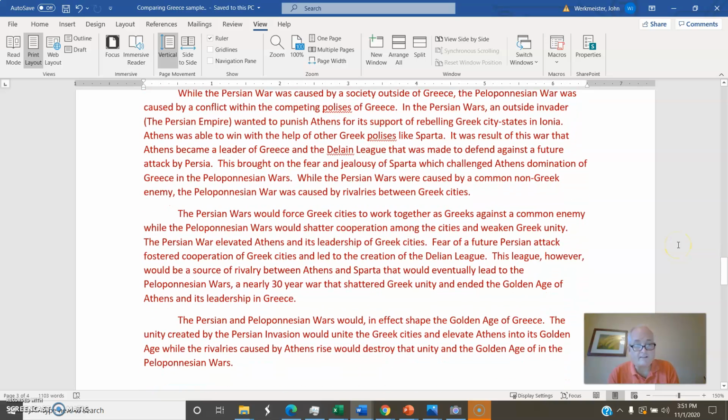So the next paragraph, I lead with my second claim. The Persian Wars would force Greek city-states to work together as Greeks against a common enemy, while the Peloponnesian War would shatter cooperation among the cities and weaken Greek unity.